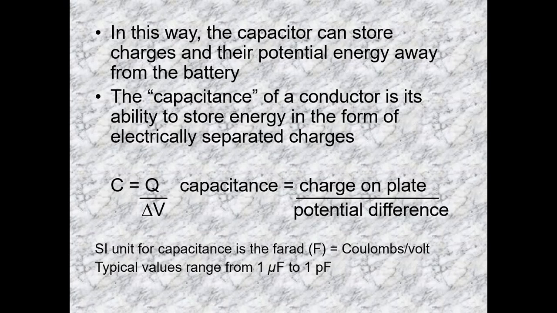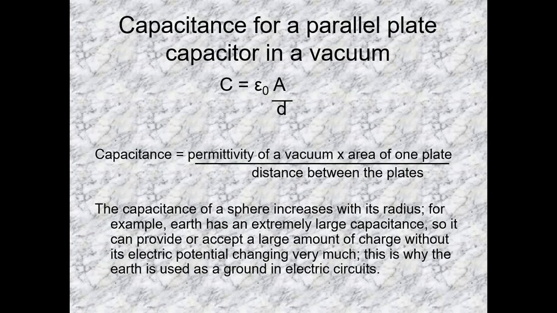Its SI unit for capacitance is the farad, so a farad is equal to coulombs per volt. Typical values range from 1 microfarad to 1 picofarad.